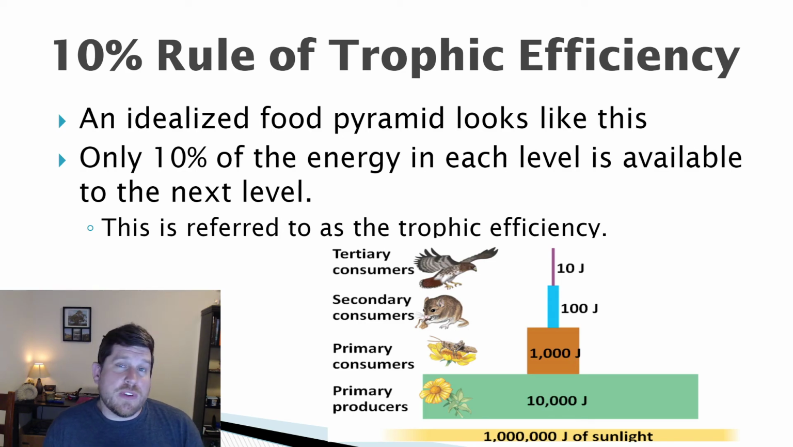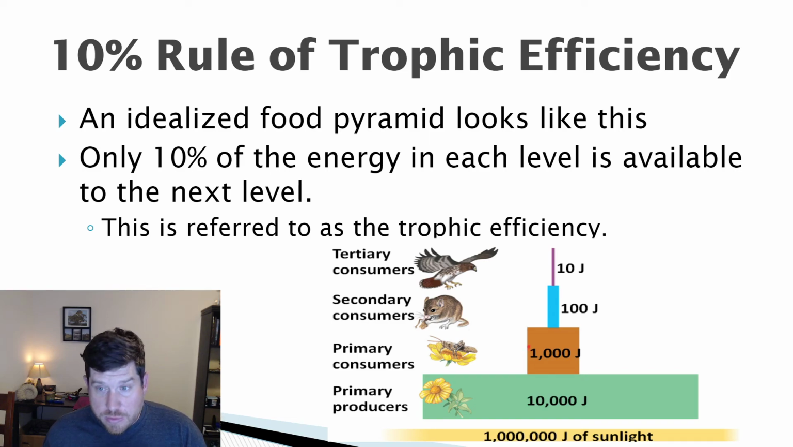And pretty much what we're seeing is that when you go from one level to another level on the pyramid, like say you're going from a primary producer to a primary consumer, only 10% of the energy from the bottom level is available to the level above it. So when we go from level 1 to level 2, there's only 10% of the initial bit of energy available in the level above it.